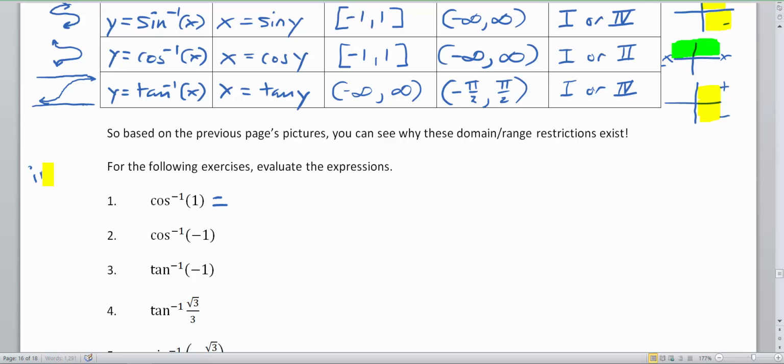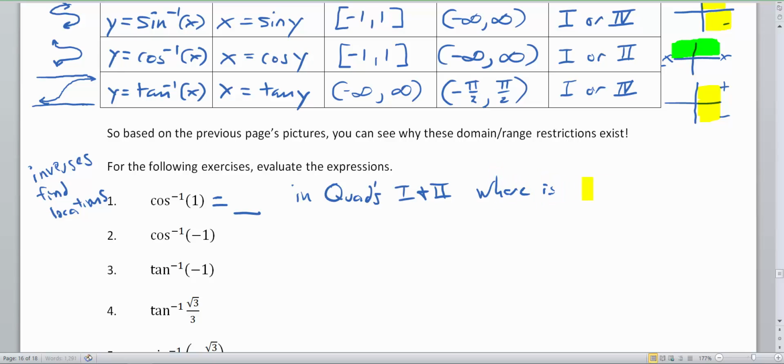So inverses find locations. Inverses find locations. So we're going to have this location right here, but this is actually asking a question. In quadrants 1 and 2, and the reason why I knew quadrants 1 and 2 is because we're talking about inverse cosine, in quadrants 1 and 2, where is cosine of theta?